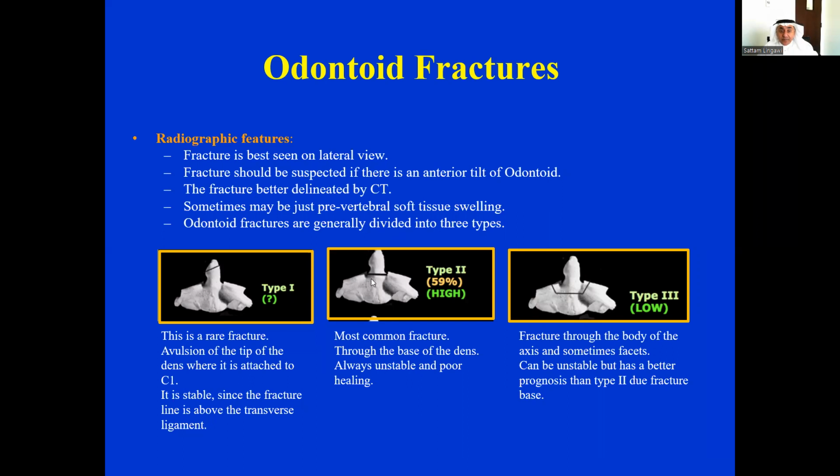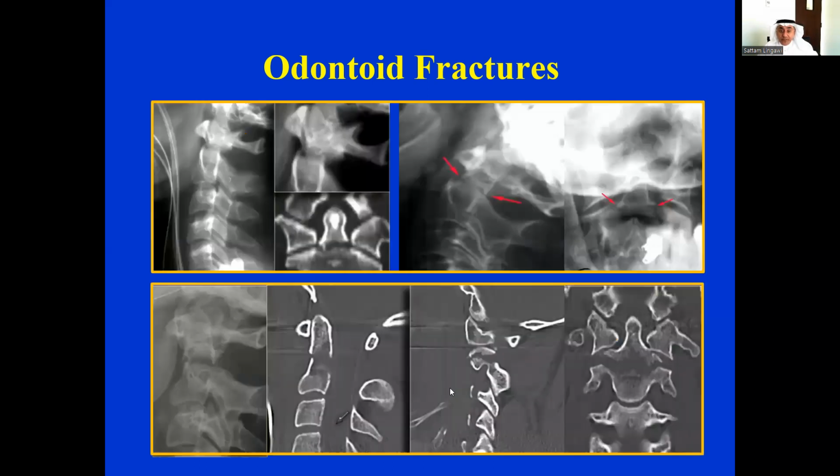The second type is a fracture through the base of the odontoid process, and this is an unstable fracture due to a small contact between the base of the odontoid and the body of C2. If the fracture extends into the body of C2 or involves the facet joints, it has a larger base and a better chance of healing, and this is type 3 odontoid fracture. These are best appreciated on the lateral view of the cervical spine, however, should be evaluated with CT scan.